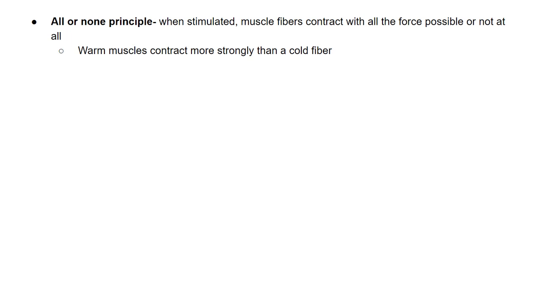So when we are talking about this, just think about I will only get a certain amount of motor units for each activity, which we'll cover in just a second. And also that second bullet point says warm muscles are able to contract more strongly than a cold fiber. So if you look at the definition, it says muscle fibers contract with all the force possible or not at all. It should say at that time. What that means is sometimes they're only able to do a certain amount of work. A warmer muscle can do more work because, well, it's stretched out, it's warmed up, it's got more blood flow into it, so on and so forth, than a cold fiber would.